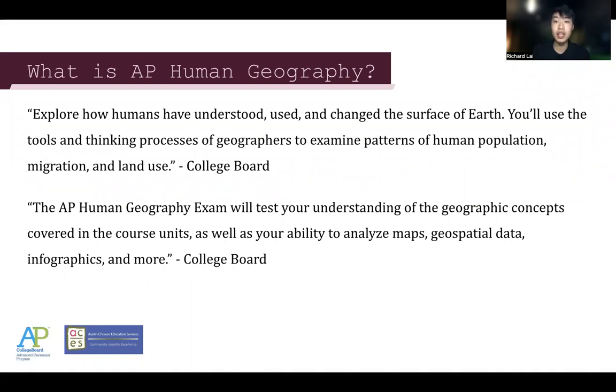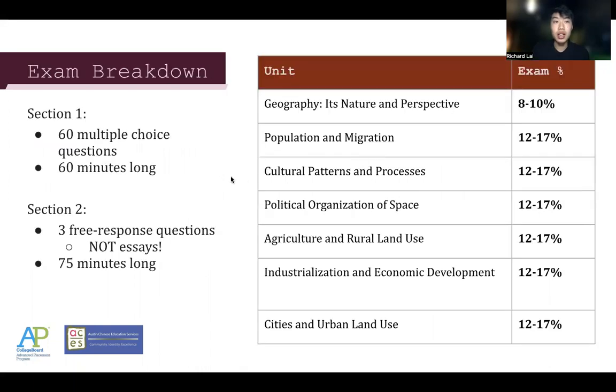And broadly, it's thinking about geographic concepts as well as your ability to analyze maps, geospatial data, infographics, and more. And the exam itself is broken down into two sections. The first section is multiple choice with 60 multiple choice questions lasting an hour. And section two has 3 free response questions, which critically are not essays. And this section is 75 minutes long.